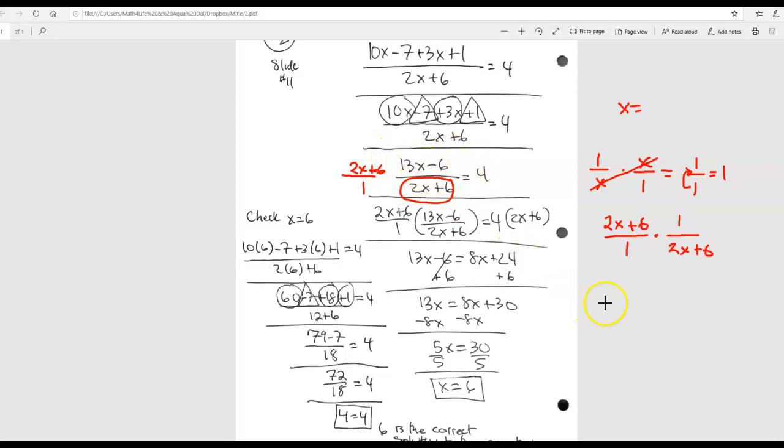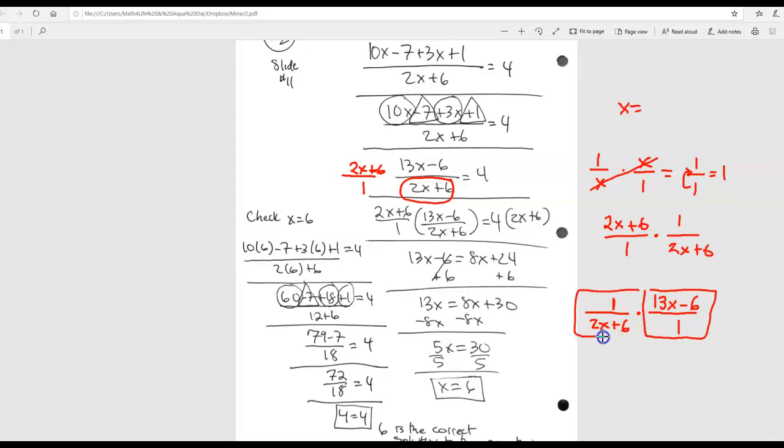Notice what I can do here. I could go 13x minus 6, slap that under 1, and put the 2x plus 6 over 1, and put that under 1. Okay, and notice what happens. This is still cool. It is what it is.